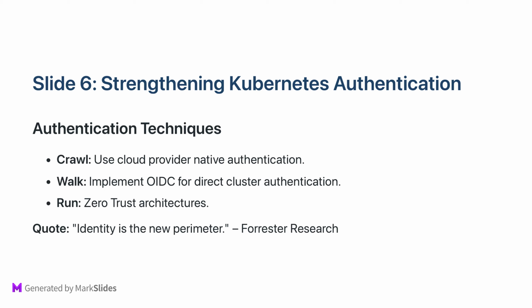Moving on to the walk stage, things get a bit more advanced. Here, we recommend implementing OpenID Connect, OIDC, for direct cluster authentication. OIDC enables you to authenticate users directly against an identity provider, IDP, like Google, Azure AD, or Okta. This provides a standardized and scalable way to manage identities across multiple clusters and services, enhancing both security and operational efficiency. Finally, at the run stage, we target the pinnacle of security with zero-trust architectures.